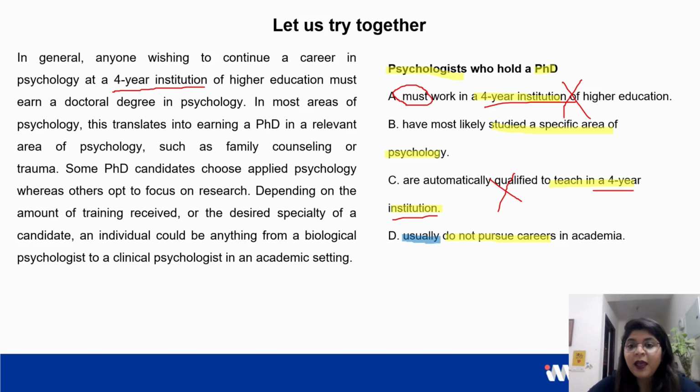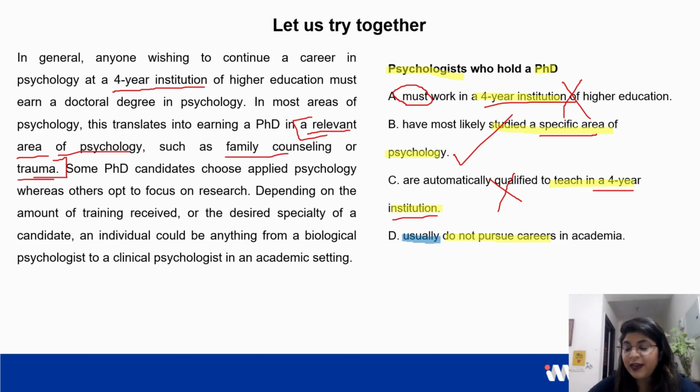Option B said, have most likely studied a specific area of psychology. Here they are talking about earning a PhD degree in a relevant area. See, relevant area is similar to specific area of psychology. So here we got our information. And what are those special areas? Either family counseling or trauma. So this means this would be your answer.